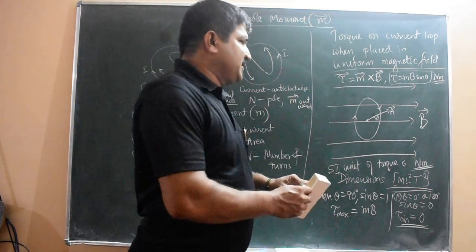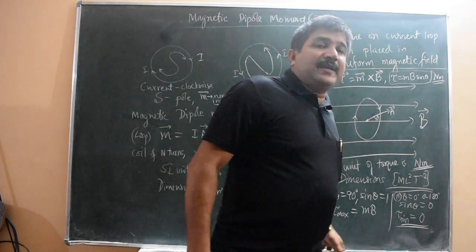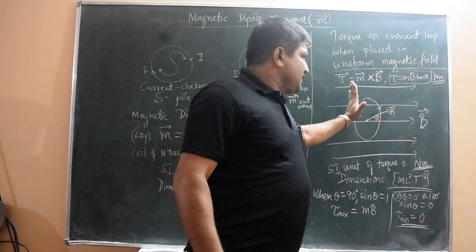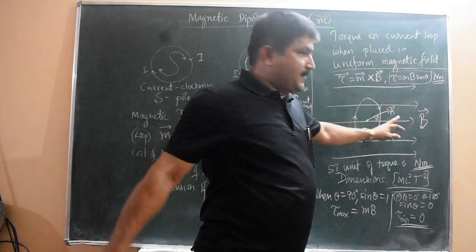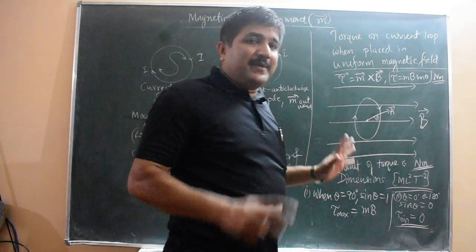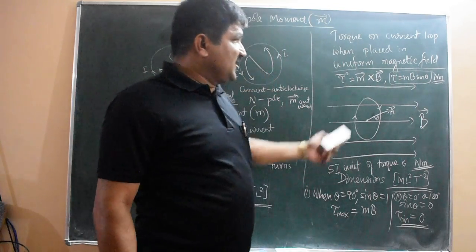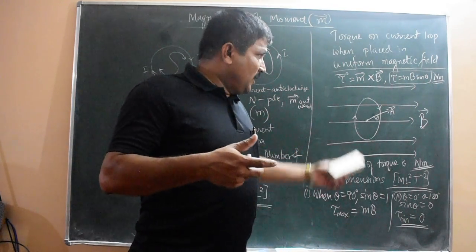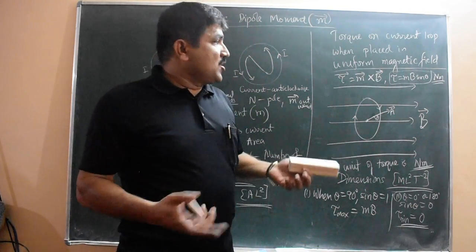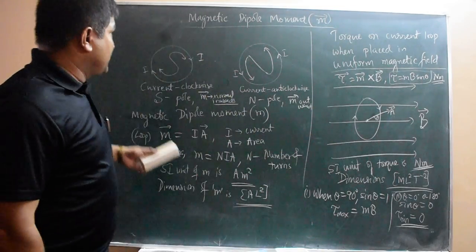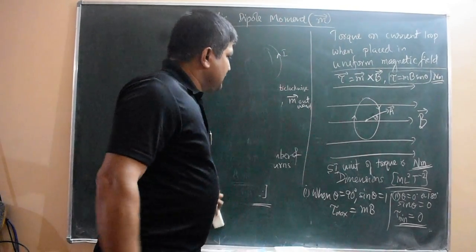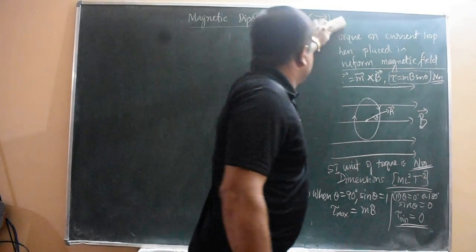So minimum torque is when theta equals 0 or 180 degrees. That means the situation when the field is like this and the loop is this way, so that the area vector is parallel to B, theta 0. So the torque experienced by the loop is minimum, it does not rotate. So what does this torque do in the loop? It will rotate the loop. Because of the torque, the loop will rotate or change its orientation. So that's all about this torque part, dipole moment and torque experienced by the loop.